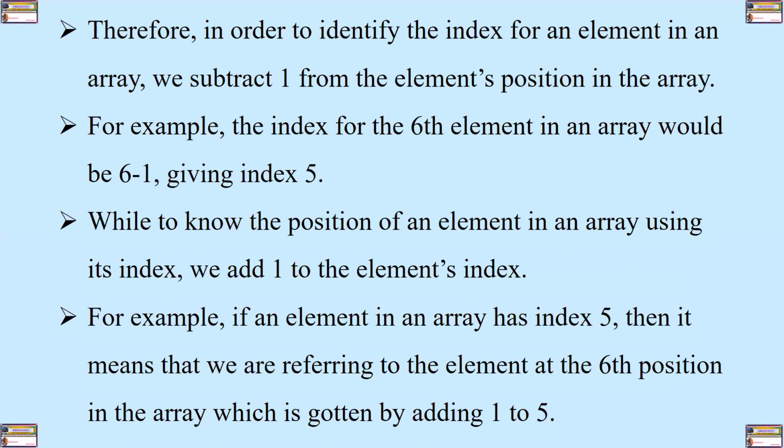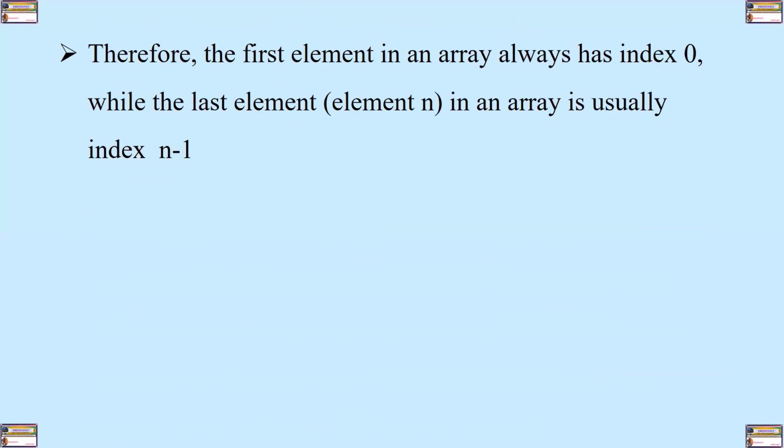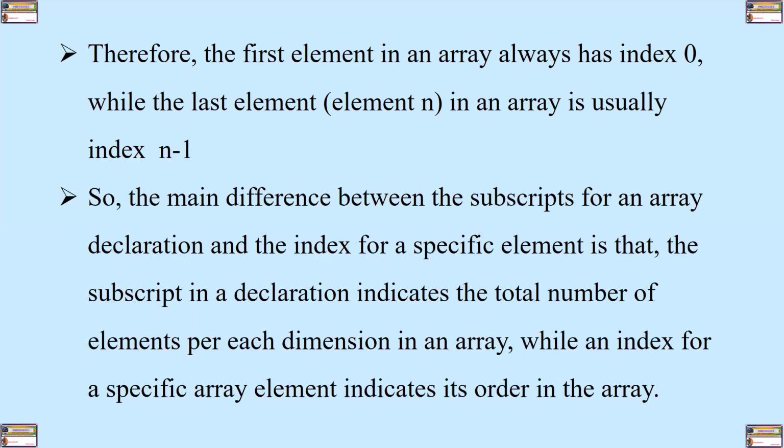So, if an element is index 5, then it means that we are referring to the element at the 6th position in the array, which is gotten by adding 1 to 5. That's what we are saying. Therefore, the first element in an array is always indexed as 0, and the last element will always be that position minus 1. If it is position 9, it will be 9 minus 1. That means the index will be 8.